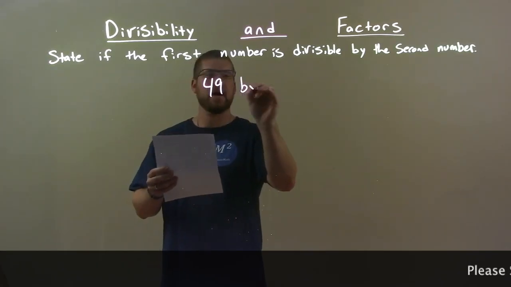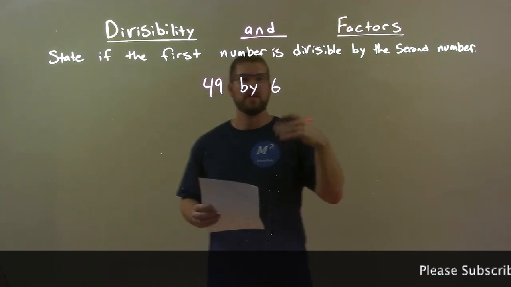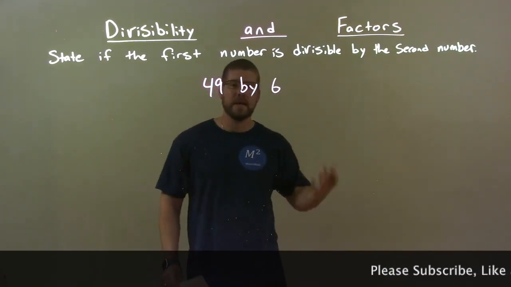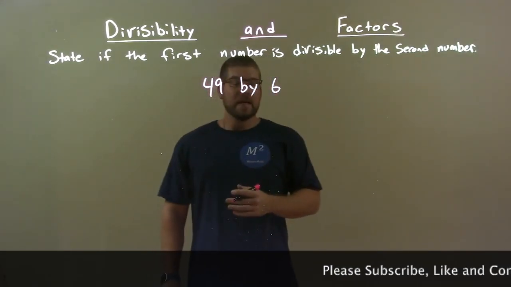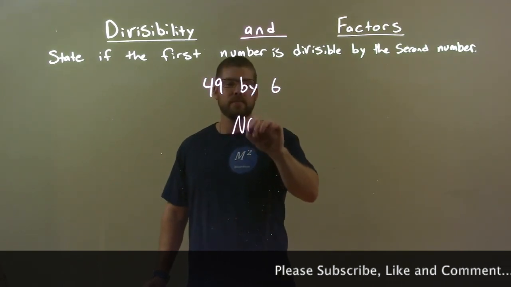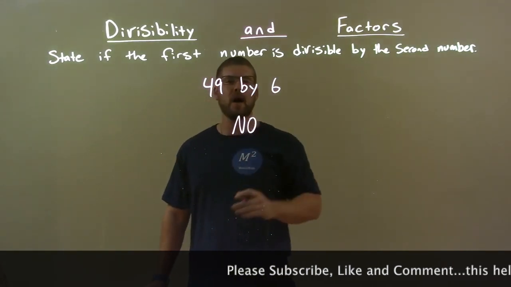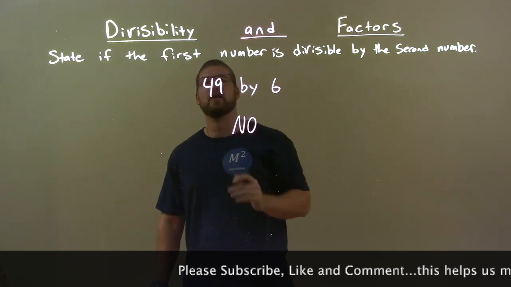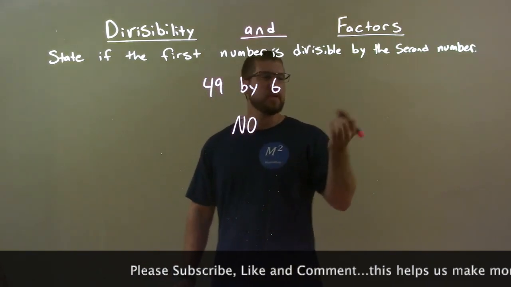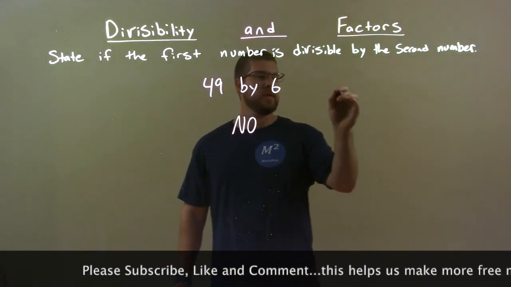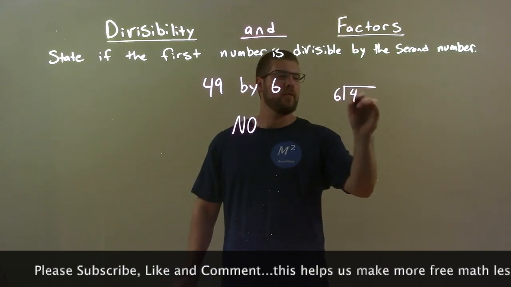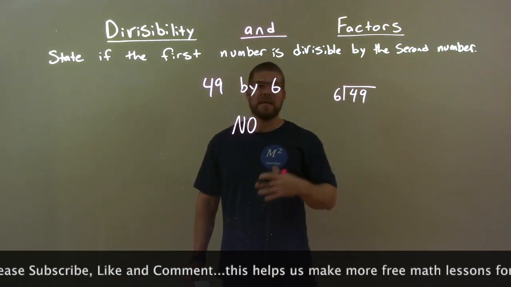Next, 49 by 6. Does 6 go evenly into 49? Well, the answer is no, because we have an odd number, and an even number cannot go into an odd number. We can see that with long division here. 6 goes into 49. Does it go in evenly?